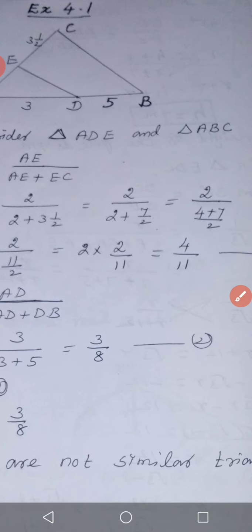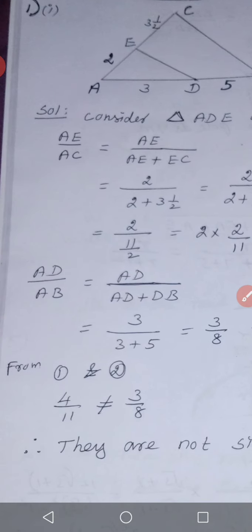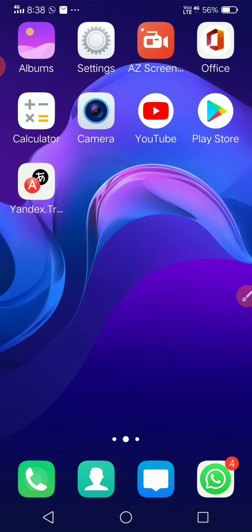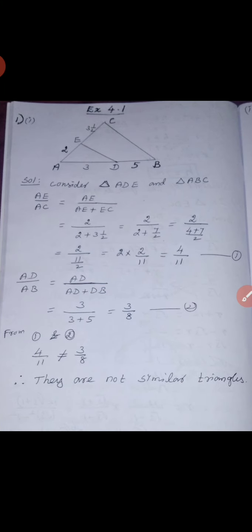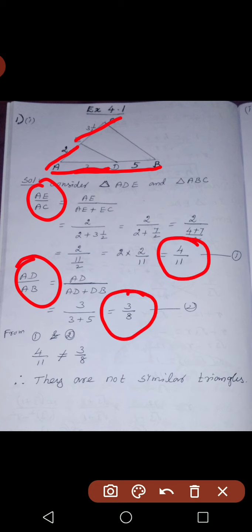Now check. Here we already marked 4 by 11 as 1, and this is 2. That is, the sides AE by AC and AD by DB. These two are not equal. AE by AC is 4 by 11 and AD by DB is 3 by 8. So these two are not equal. Therefore the given triangles are not similar triangles.